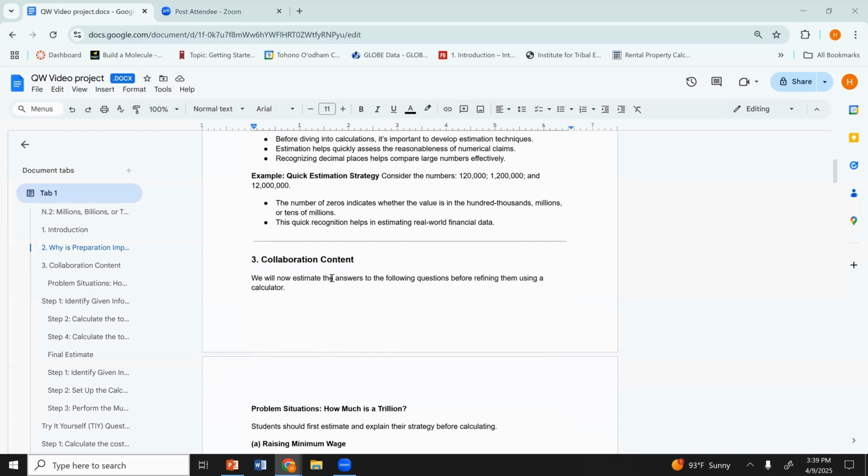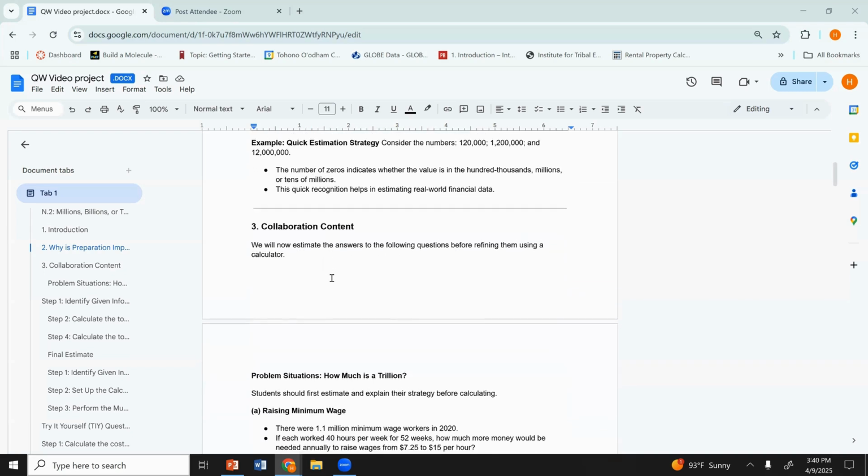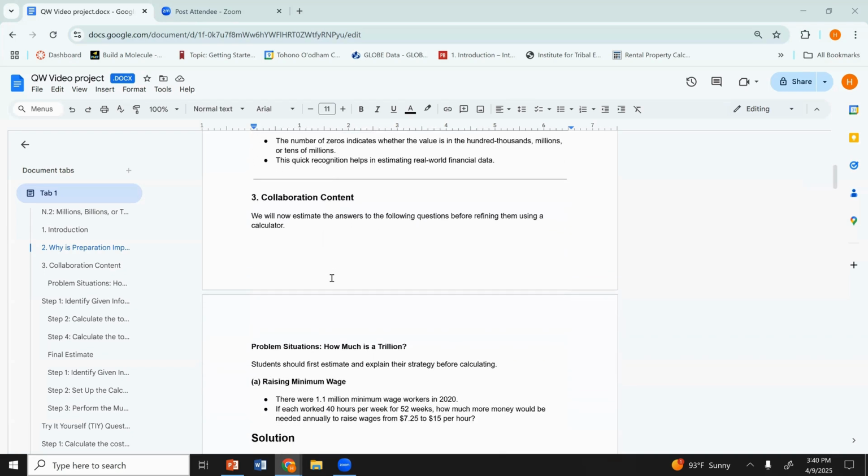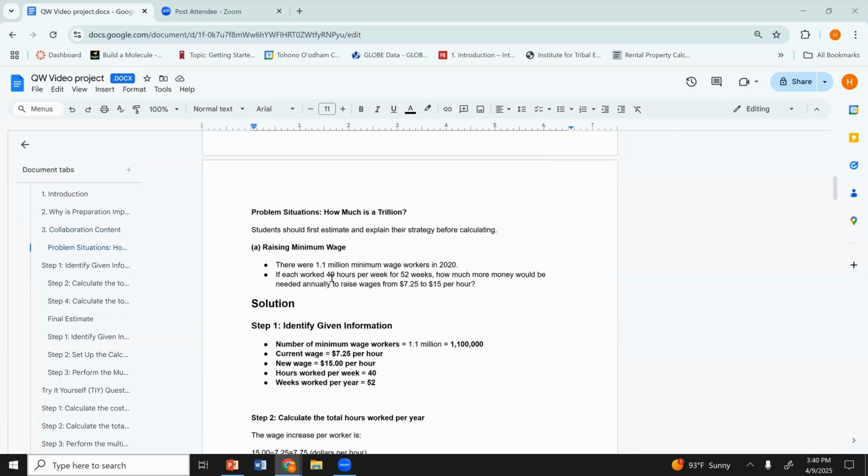Okay, so we will walk through some work examples for your collaboration. So here's the first problem. How much is a trillion? Okay, problem situation. How much is a trillion? So first, as a student, estimate and explain your strategy before you start calculation. So the first question is about minimum wage.